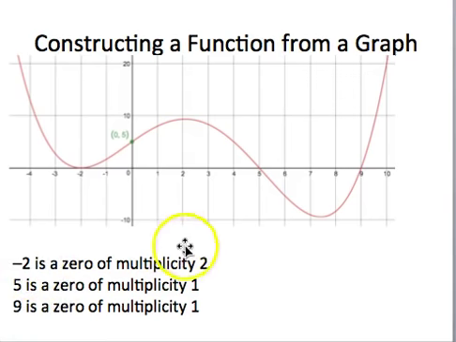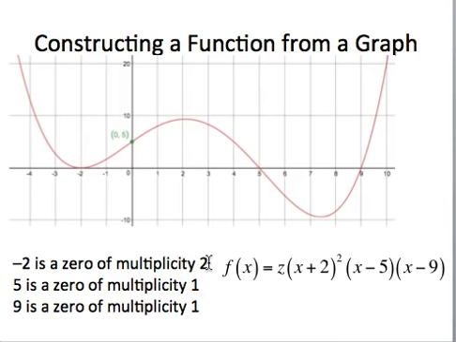x plus 2 will have an exponent of 2 because it's got multiplicity 2. So indeed, x plus 2 squared for multiplicity 2, x minus 5 to the first, multiplicity 1, x minus 9 to the first, multiplicity 1. And I need to find the multiplier. I need to find z. I will get that by examining the point that we're given. So from the graph, we see that f of 0 is 5, and we should be able to plug 0 in for x to solve for z.